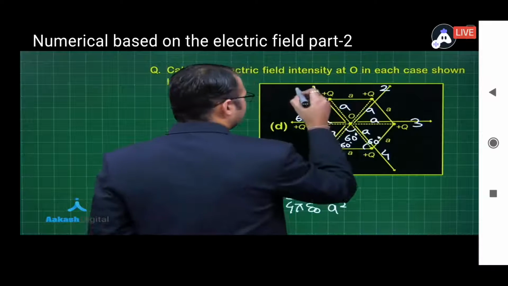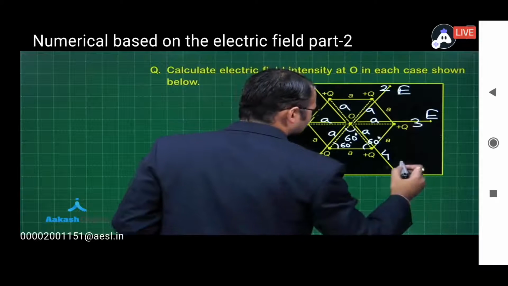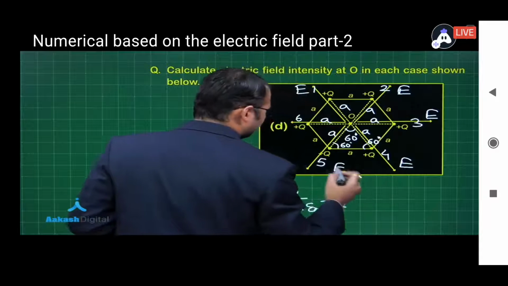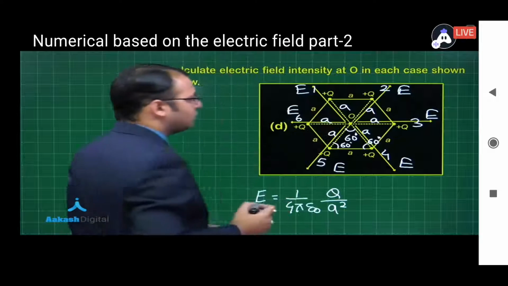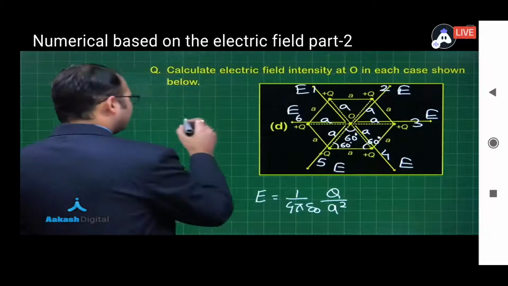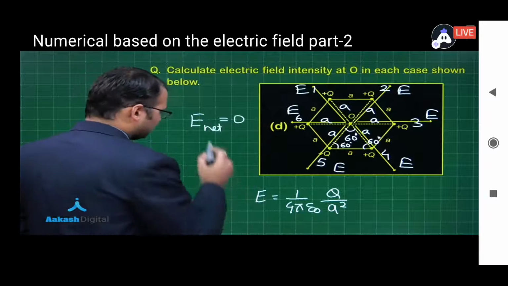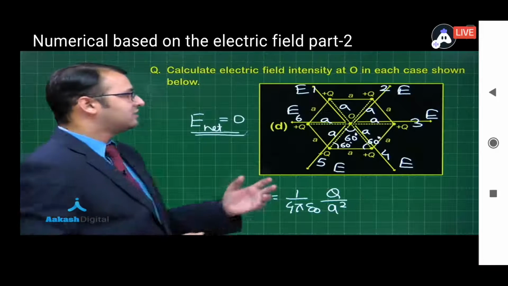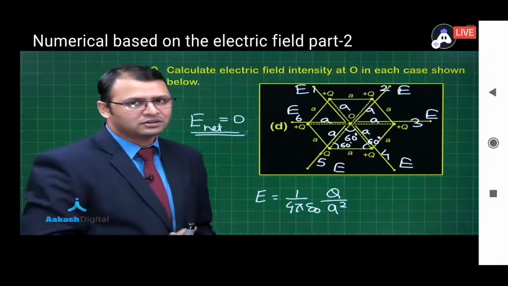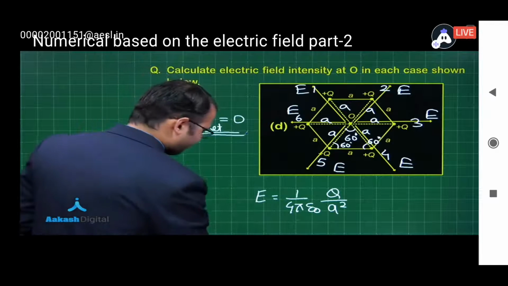So let's write that value. This is E, this is E, this is E, this is E, this is E, and this is E. You can see all the electric fields are cancelling out each other. So what would be the net electric field here? It would be 0. Again, symmetry has proved our concept. Now let's take a last question of this sort.